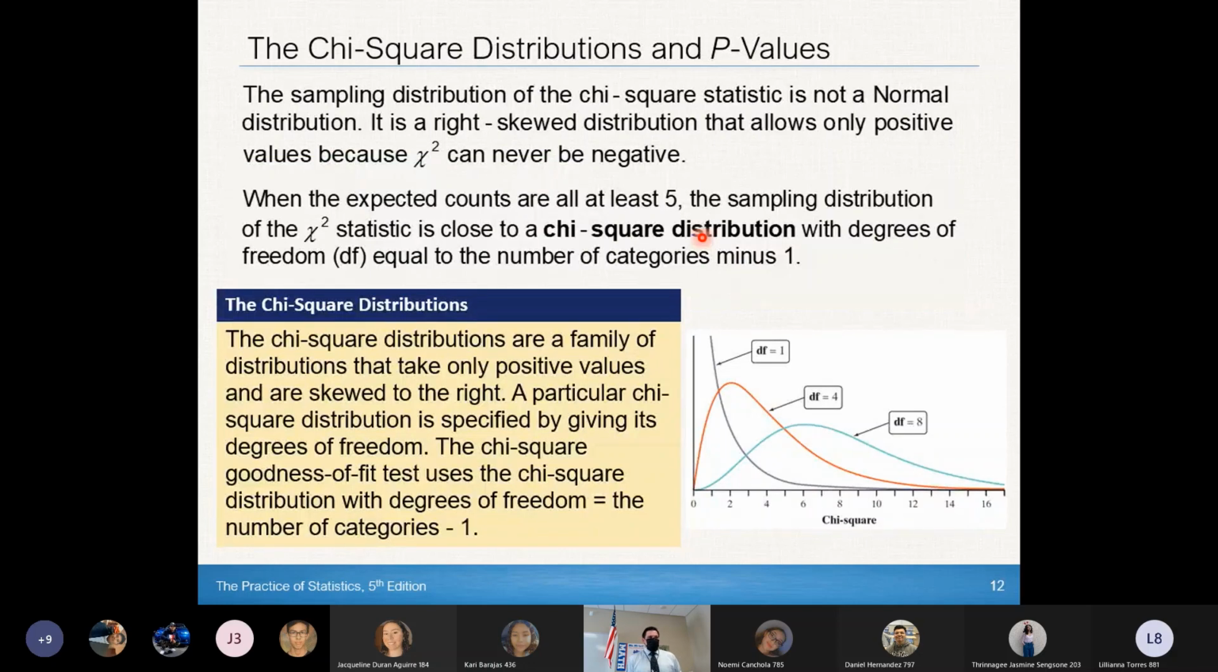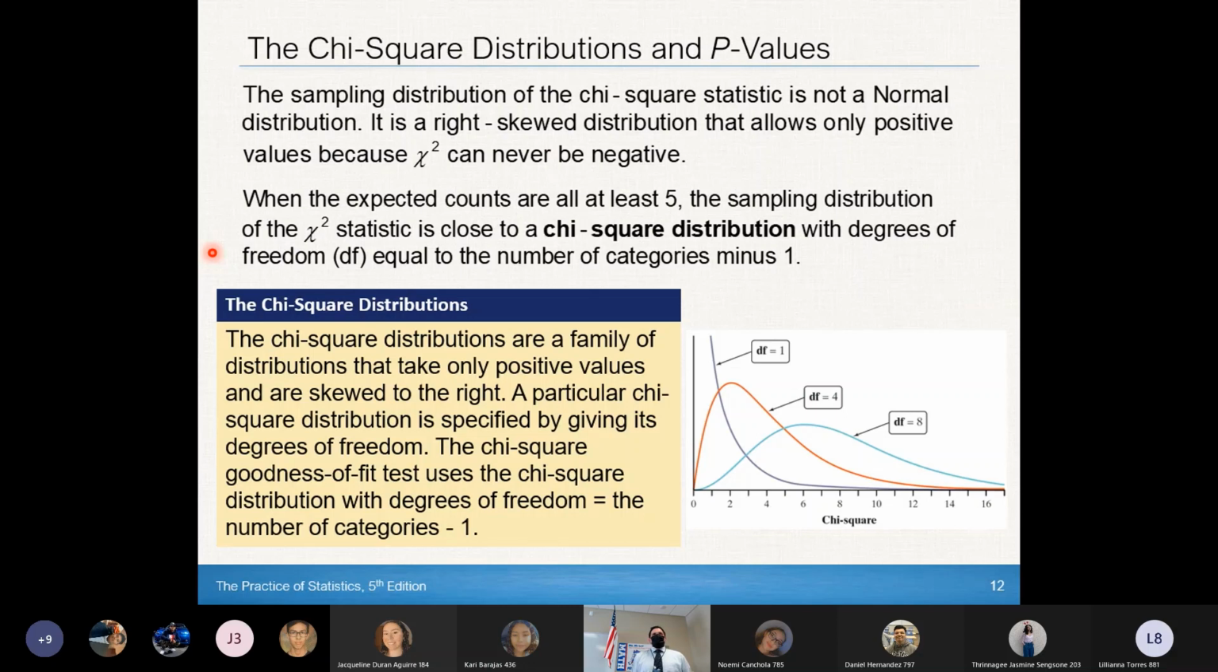The sampling distribution of the chi-square statistic is not a normal distribution. It is a right-skewed distribution that allows only positive values because chi-squared can never be negative. When the expected counts are all at least 5, the sampling distribution of the chi-square statistic is close to a chi-square distribution with degrees of freedom equal to the number of categories minus 1.